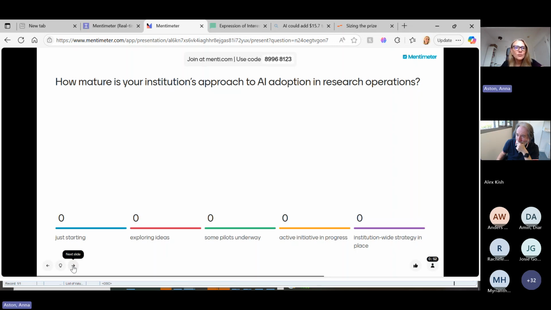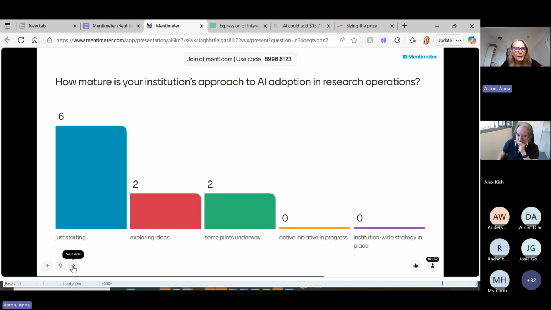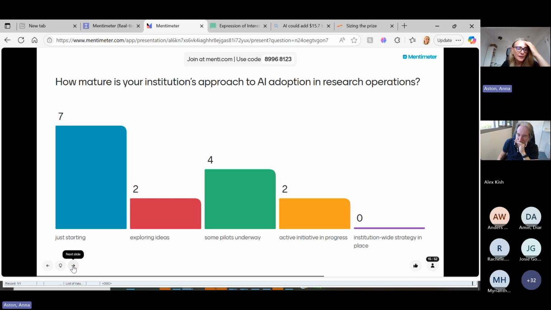How would you describe your institution's approach to AI adoption in research operations? I think this is linked to the question we had at the beginning. I'm sorry if I'm wrong, it wasn't a long time ago, but how would you judge the adoption? It's a similar question, but that was from your point of view, how you felt, and now to see how your institution is prepared for the AI adoption.